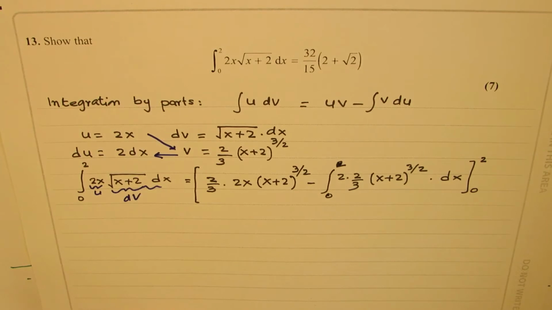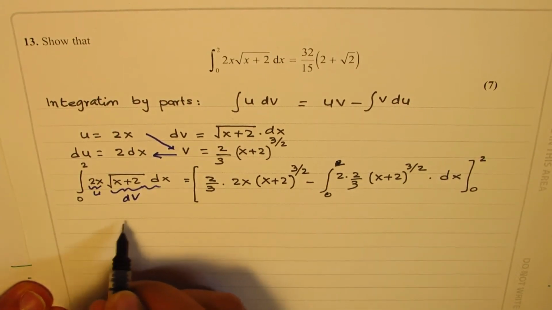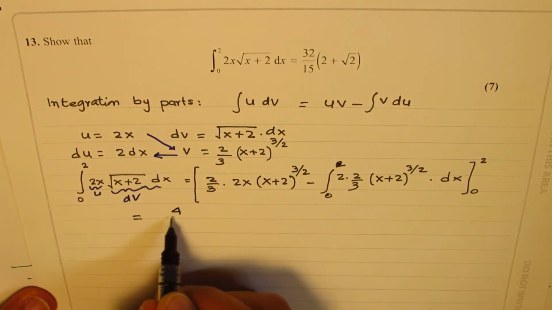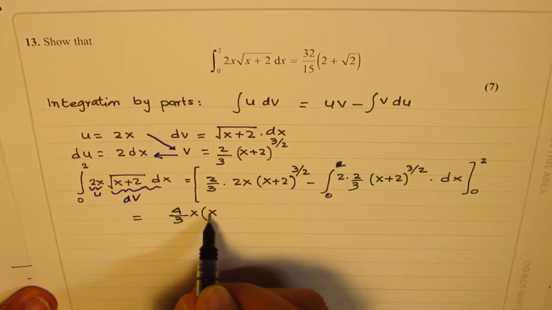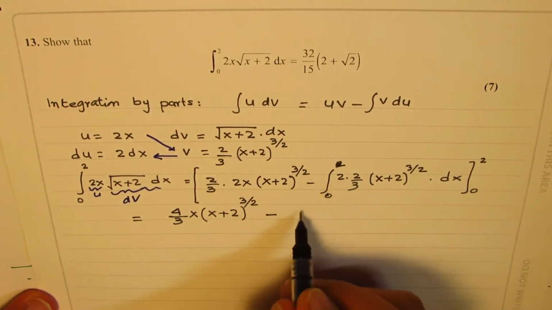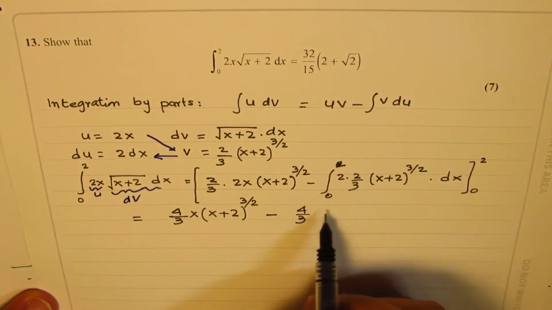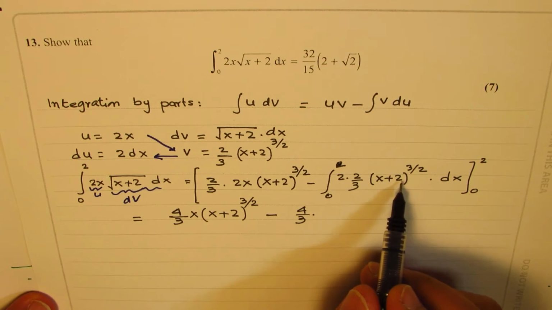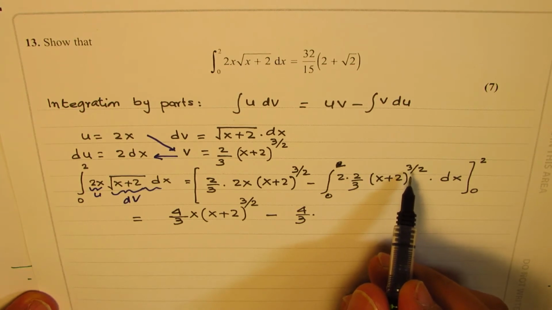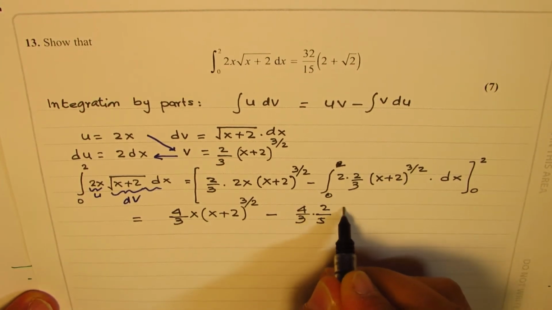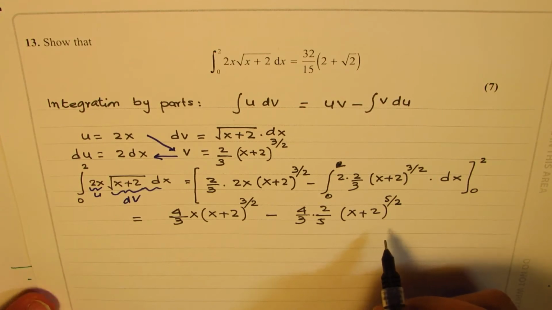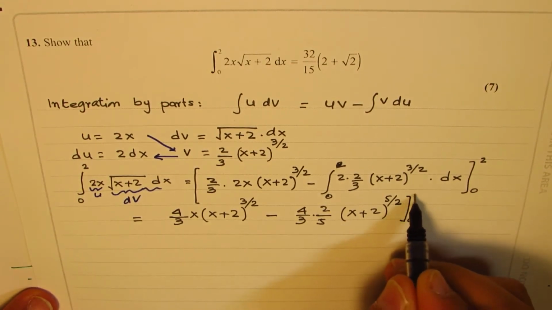Okay. Now let's simplify this. What we get here is 2 times 2 is 4, 4 over 3x, x plus 2 to the power of 3 by 2 minus, here we get 4 over 3 times integral of this. When we add 1, 2 times 1 is 2, 2 plus 3 is 5, so we get 5 over 2. So here we'll write 5 over 2, and this power will be x plus 2 to the power of 5 over 2, right? So all this from 0 to 2.